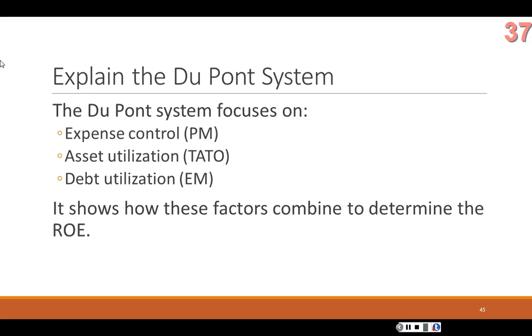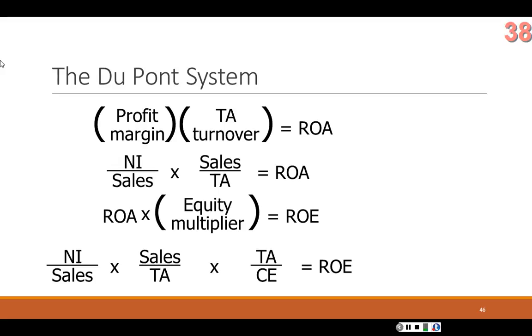We also have the DuPont system. This allows us to focus on expense control, asset utilization, and debt utilization. It shows how these factors combine to determine return on equity. So the DuPont system: profit margin times total asset turnover is equal to return on assets. You see that when you break them down. Profit margin is net income over sales, times sales over total assets. Sales cancel out. That gives you net income over total assets, which is return on assets.